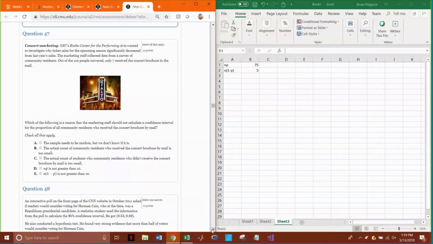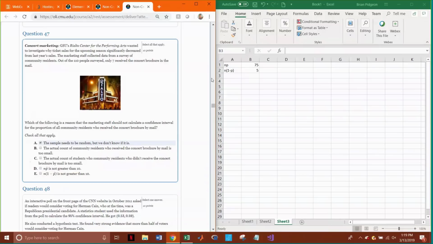This is the exact same question, just a different scenario. So I'll let you kind of figure out why this is the way that it is. But the sample does not specify that it's random, once again. But in this one, it's a little bit different. Only 7 received the concert brochure.